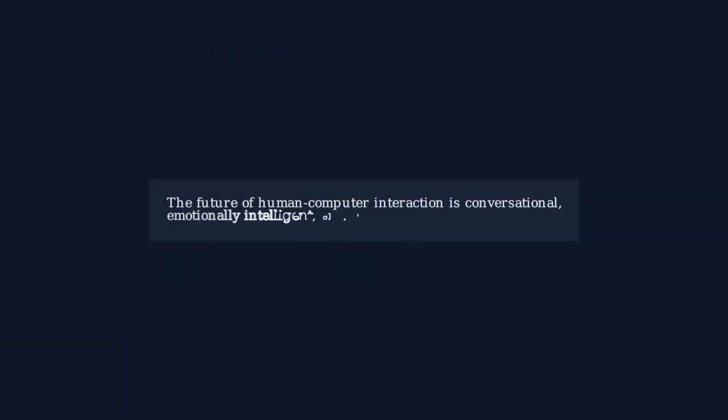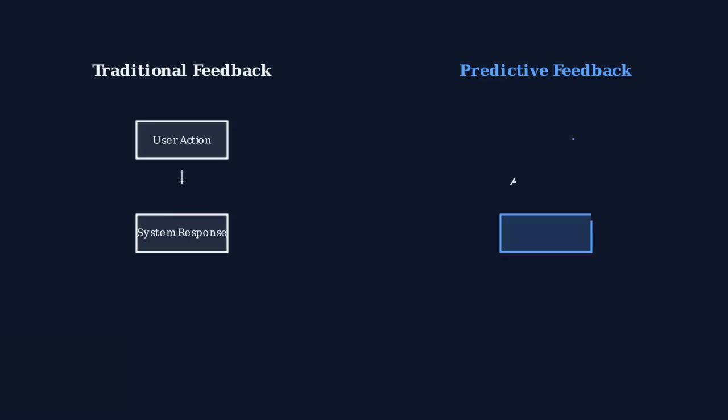As natural language processing continues advancing, we're moving toward a future where talking to computers feels as natural as talking to humans. This represents a fundamental shift in how we interact with technology, from commands and clicks to genuine conversation. Imagine a world where your devices don't just respond to your actions, but actually anticipate your needs before you even realize them. This is the future of feedback systems: predictive, proactive, and personalized. Traditional feedback systems are reactive.